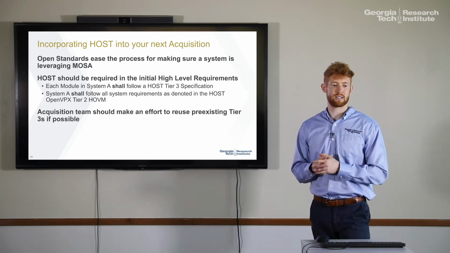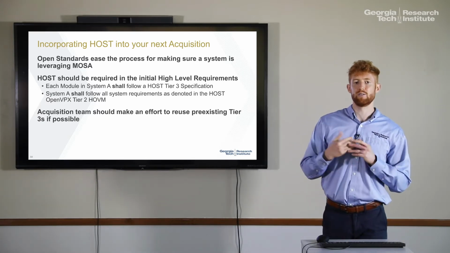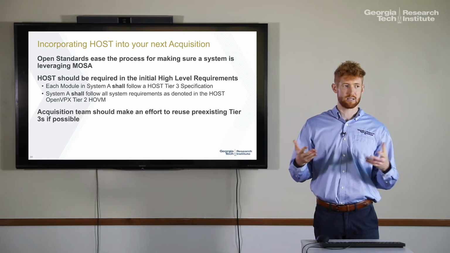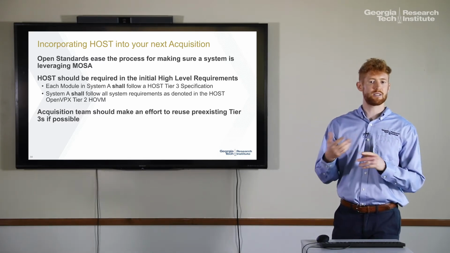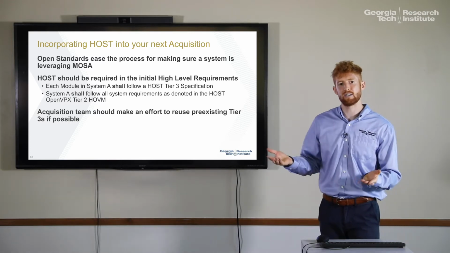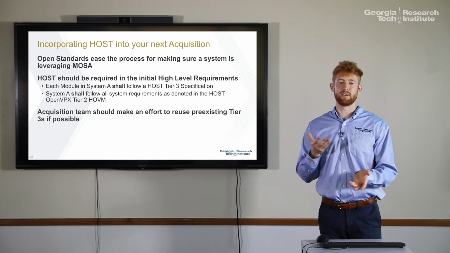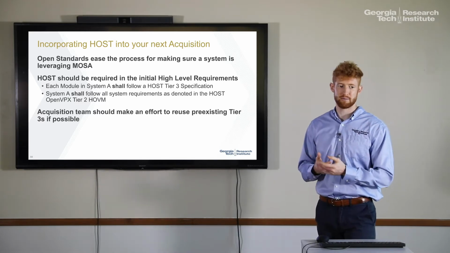And so you would have a second requirement saying systems shall follow all system requirements as denoted in the HOST OpenVPX tier 2 HOVM. So the HOVM, and then the CVAM within the HOVM, actually has specific system level requirements as well. And with those two, you now have a system that follows and meets the tier 1 concept, and then you have a bunch of modules that meet the tier 1 concept.